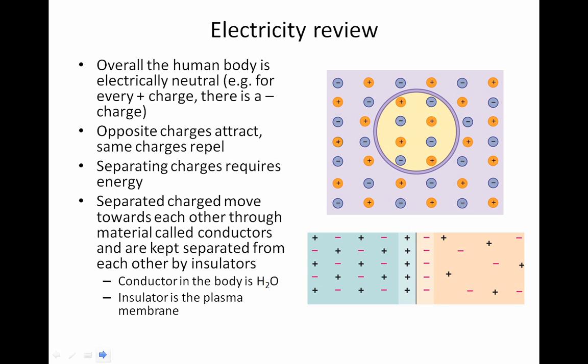Now, technically, the plasma membrane is doing work. When these charges move, what they're moving through is called a conductor. Our conductor in our body is the water. The things that keep these charges separate are called insulators. The insulator is that plasma membrane.